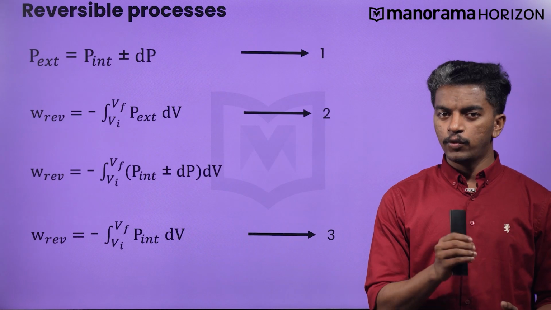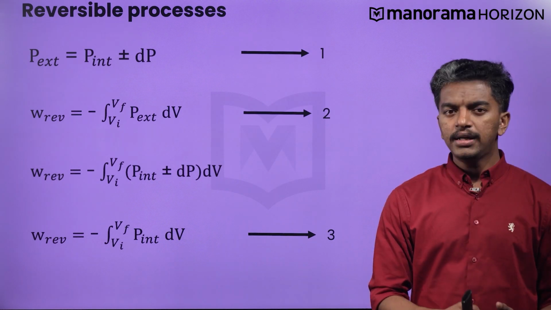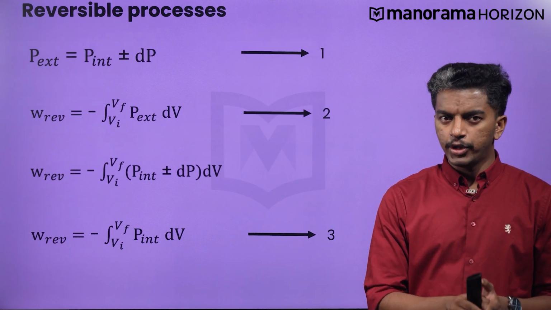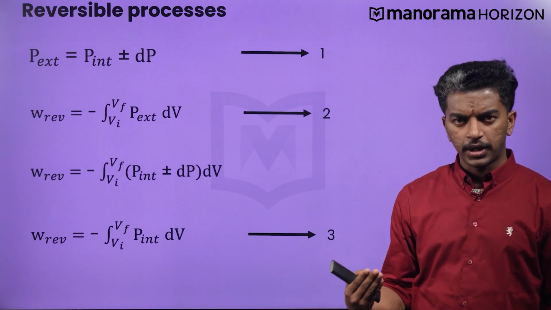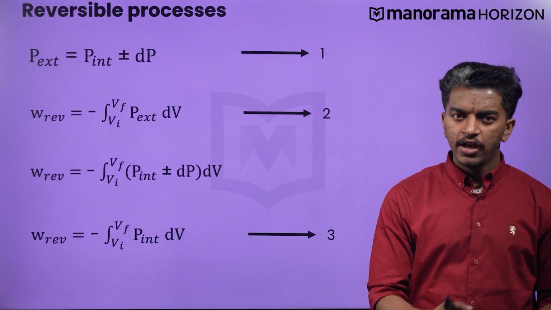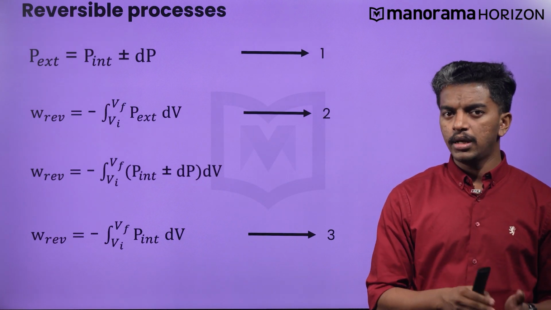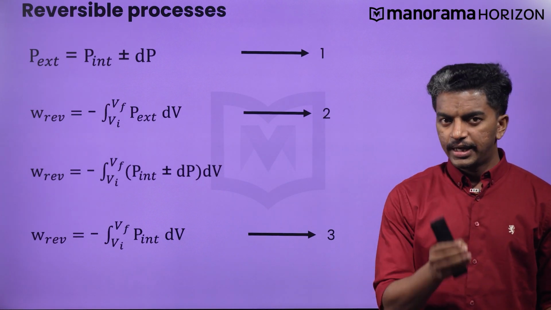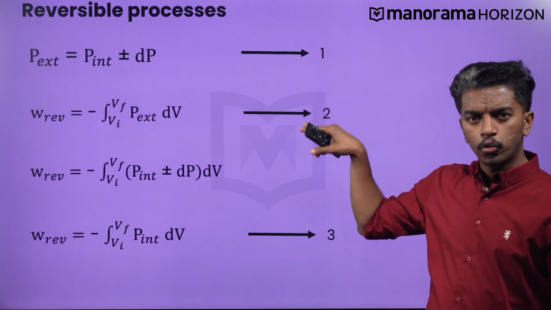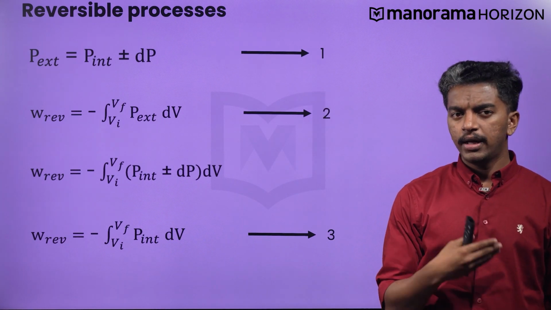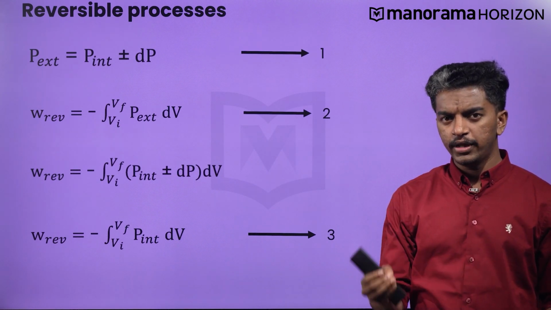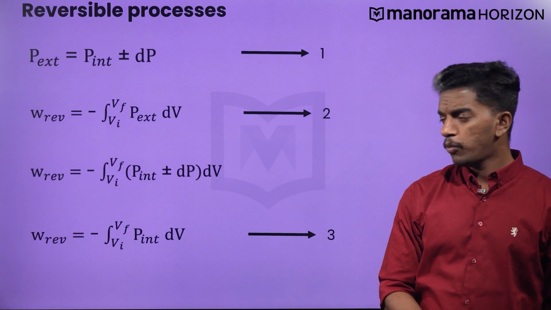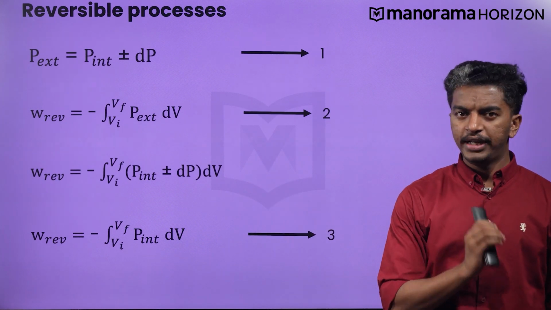Next, we may discuss the work done during a reversible process. Under reversible conditions, the relation between the work and the internal pressure can be written as W reversible is equal to minus of integral Vi to Vf P external into dV. By substituting the data of 1 into 2, you will get work done reversible W reversible is equal to minus of integral Vi to Vf P internal plus or minus dP into dV.